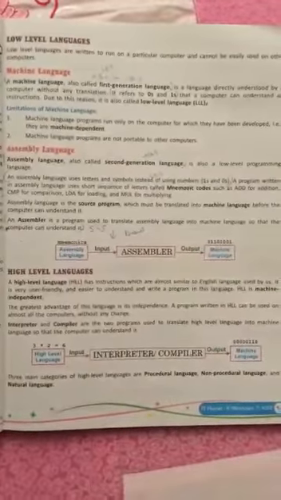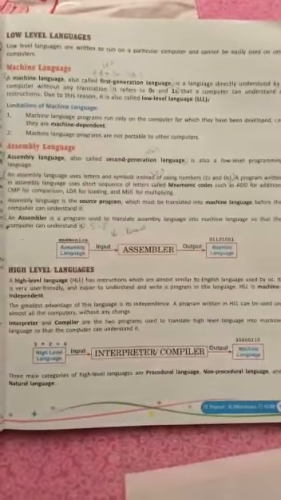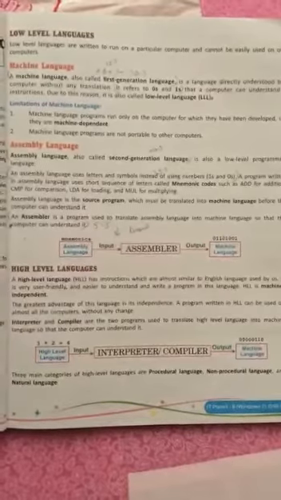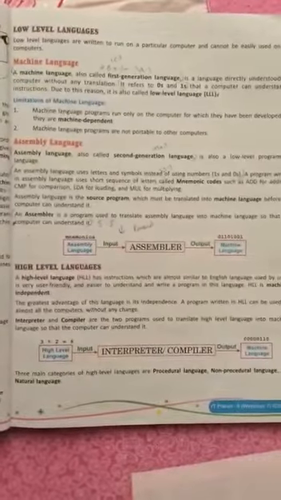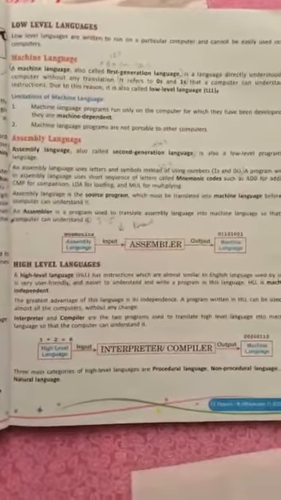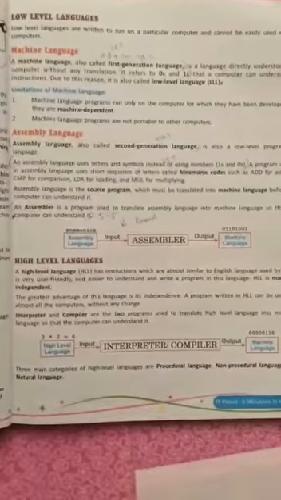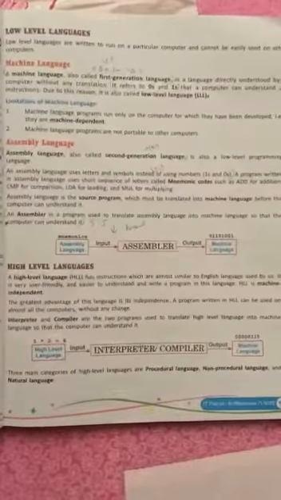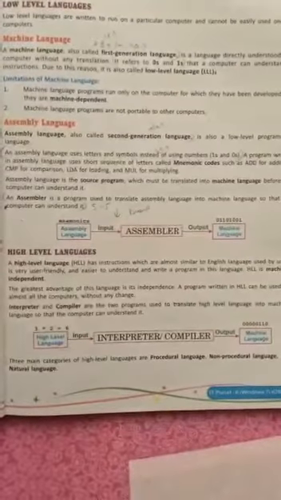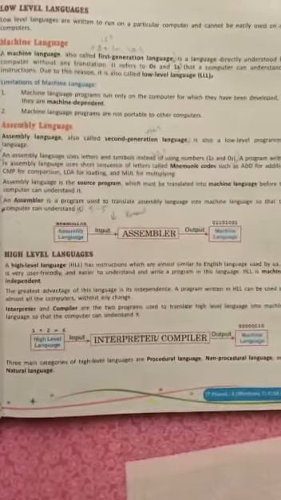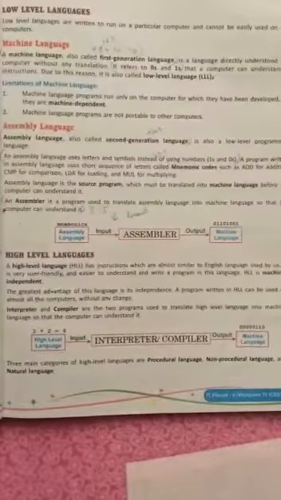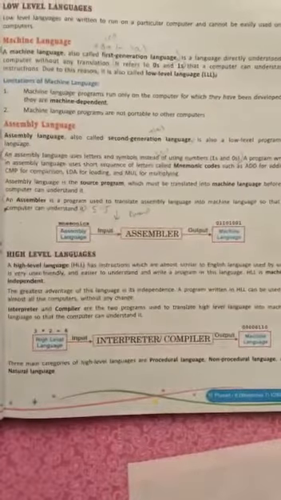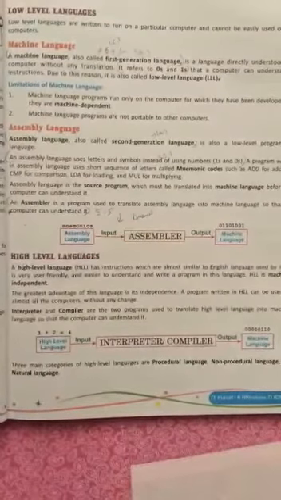Assembly language is the source program which must be translated into machine language before the computer can understand it. As you know, the computer cannot understand assembly language, it only understands machine language, so we have to translate the assembly language into machine language with the help of an assembler. An assembler is a program used to translate assembly language into machine language so that the computer can understand it. The diagram is given here, in which assembly language gives input to the assembler, and then the assembler translates it into machine language. I hope you can easily understand the topic which we discussed today.